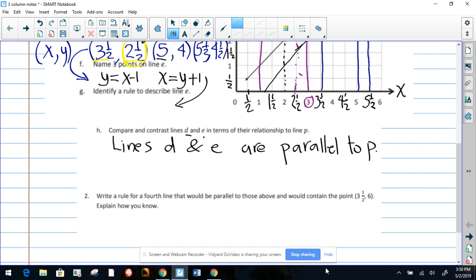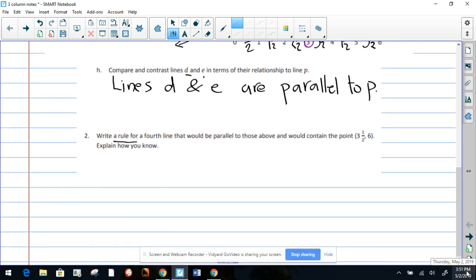So now the last question is write the rule for a fourth line that would be parallel to those above and would contain the points 3.5 and 6. So if we look at this example here, we know that this is X and this is Y. And we know that Y is 3 more than X. So there is your rule right there. So we will write Y equals X plus 3. Now, let me demonstrate this one. I have not demonstrated this on the other problems, on the other lines.